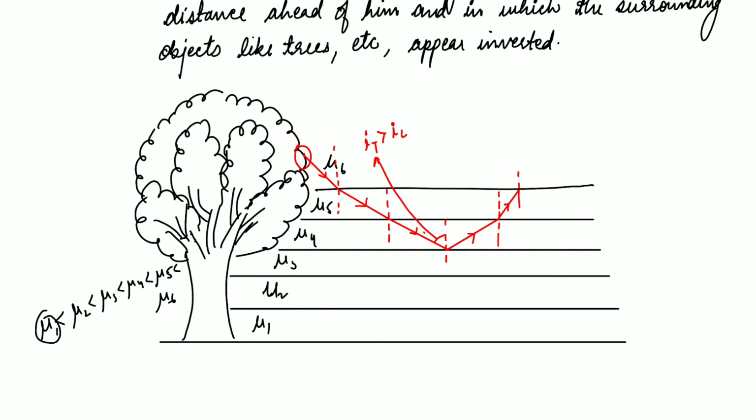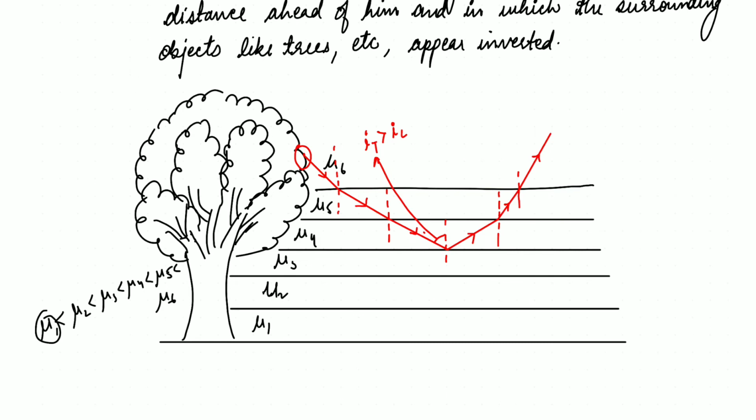Again, it is going from, sorry, it is going from rarer to denser medium, right? It's going from rarer to denser medium. What is going to happen? The light ray will bend towards the normal, something like that will happen.